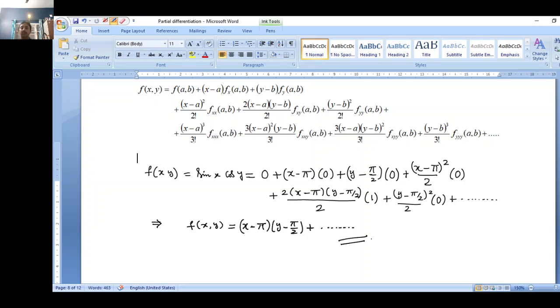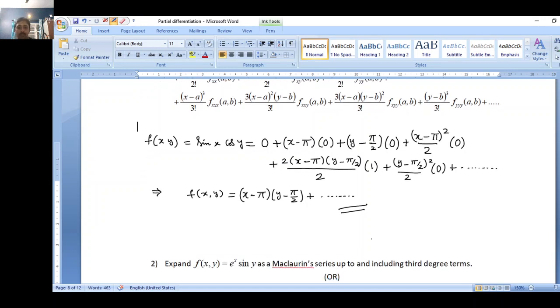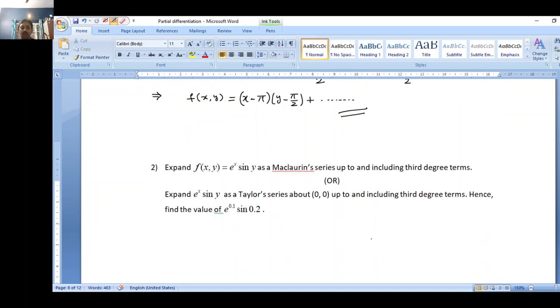Okay, so we'll now take up one more example to understand things in a much better way. The next example that I've chosen is about expanding a function, which is in this example e power x into sin y, and we are told to expand this function as a Maclaurin series up to and including third degree terms.